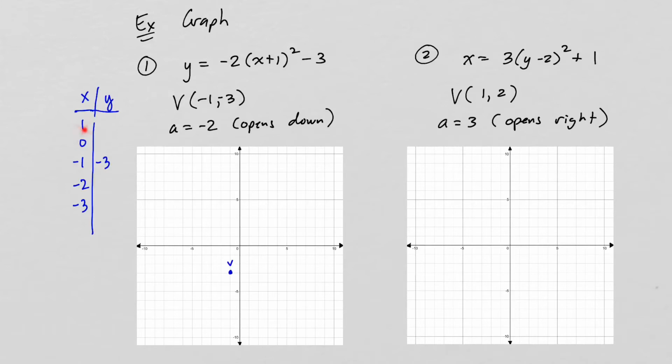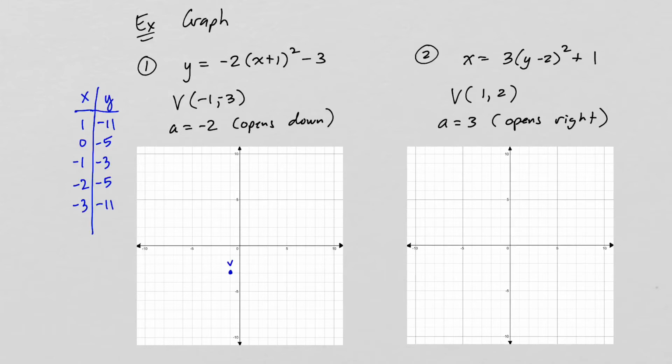And so we just have to take these values and plug them into the equation. So I'll just do this mentally with you. If x equals 1, 1 plus 1 is 2, 2 squared is 4, 4 times negative 2 is negative 8, and negative 8 minus 3 is negative 11. So if x is 1, y is negative 11. If x is 0, y will be negative 5. If x is negative 2, y will be negative 5. And if x is negative 3, y will be negative 11.